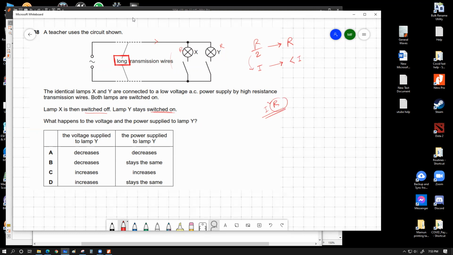So I'm gonna try to attempt my solution for this one without seeing the mark scheme answer, and I'll see if I can get spot on. If I'm not, then I'm gonna try to redo the explanation so that we can match the mark scheme, because mark schemes of these MCQ questions are practically always right. So what happens to the voltage and the power supply to lamp Y?